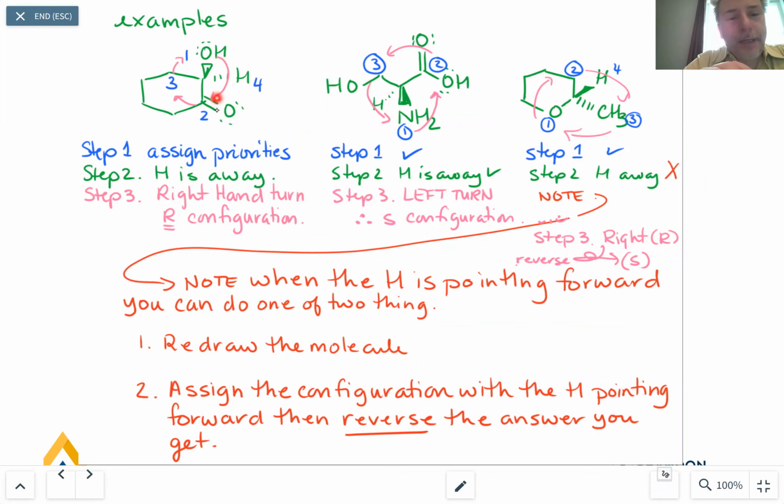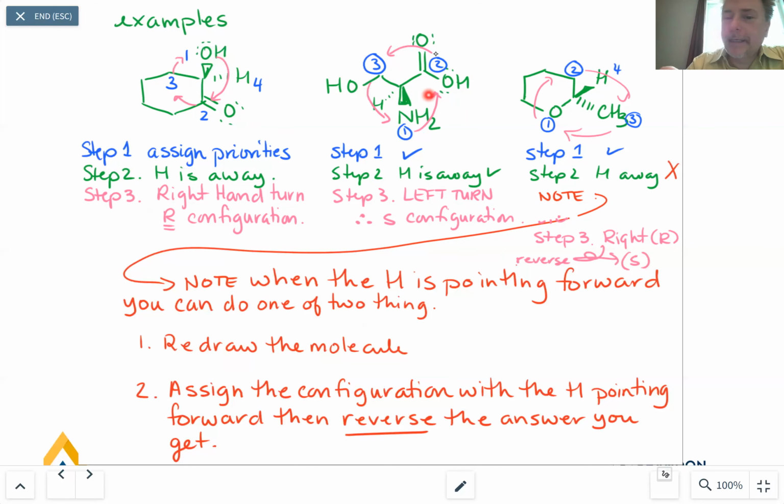So in this example here at the top, oxygen's a higher priority than carbon or carbon. So it's 1. Proton is the lowest priority, it's 4. Carbon here is bonded to oxygen, carbon here is bonded to carbon, so this will be 2. So if we're looking at this 1 to 2 to 3, this is a right-hand turn. So this carbon here would be assigned the R configuration. So this would be R. This carbon would be R.